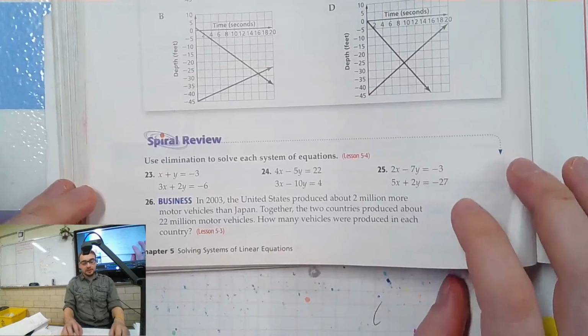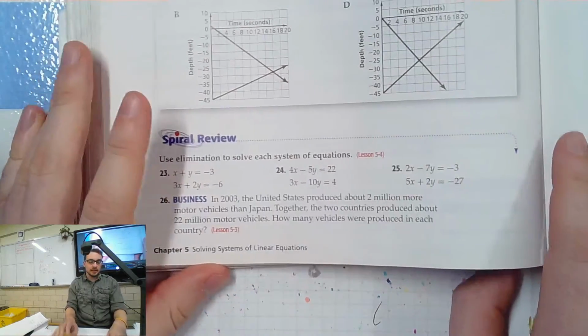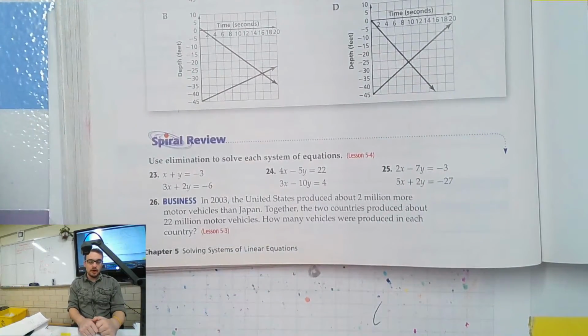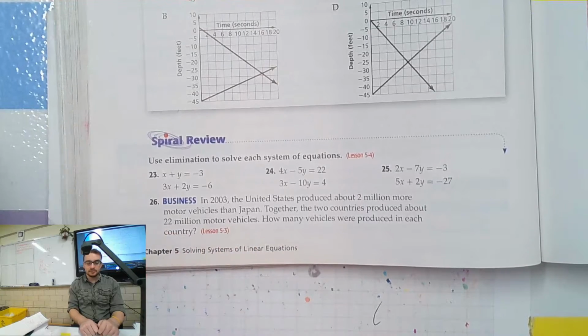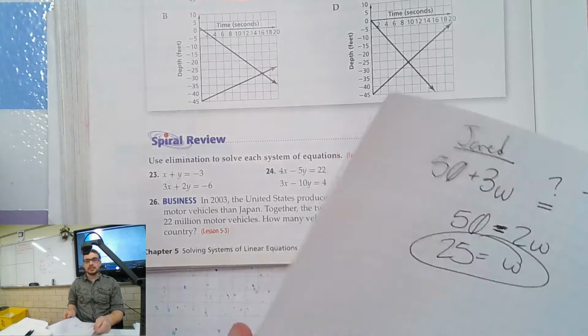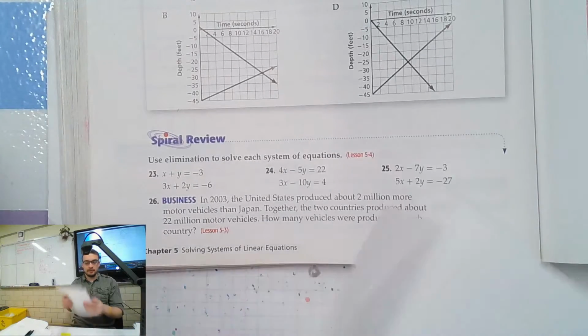26. In 2003, distant past, the United States produced about 2 million more motor vehicles than Japan. Economy was different back then. Together, the two countries produced about 22 million. How many vehicles were produced in each country? How are we going to set this up? That's what I want to know.